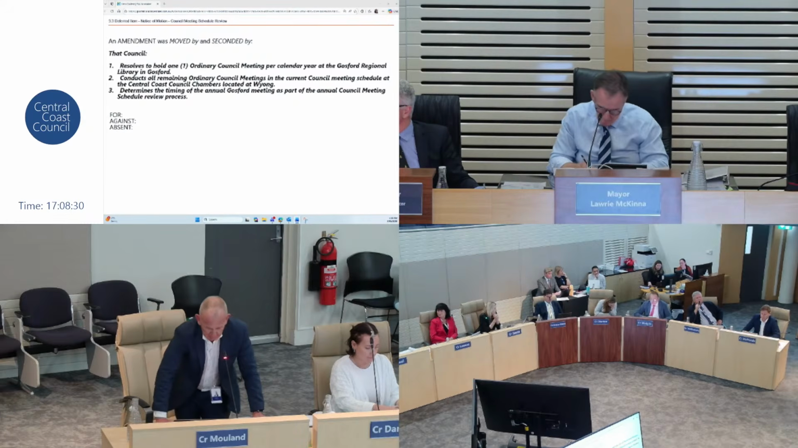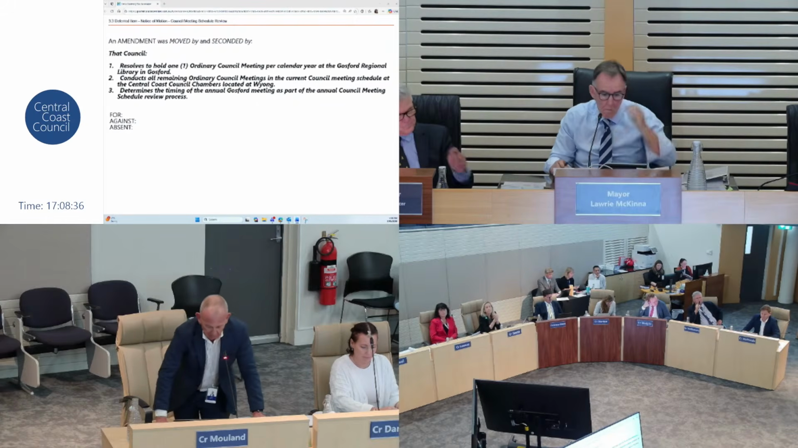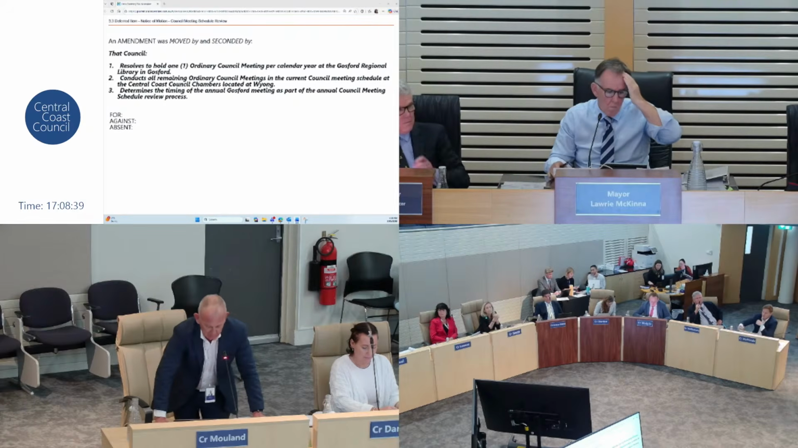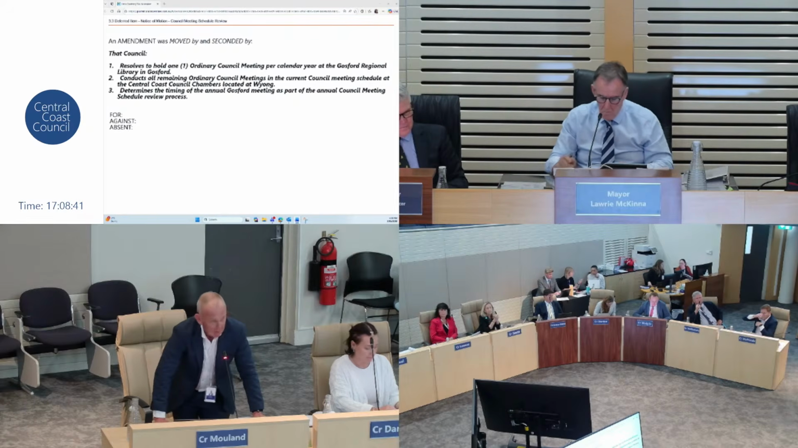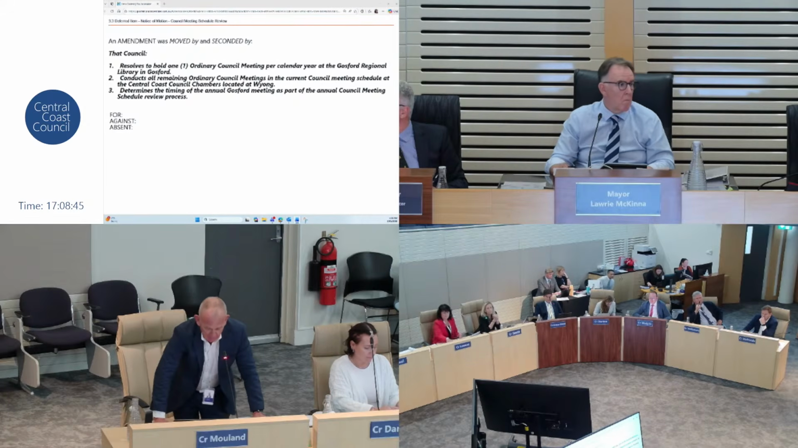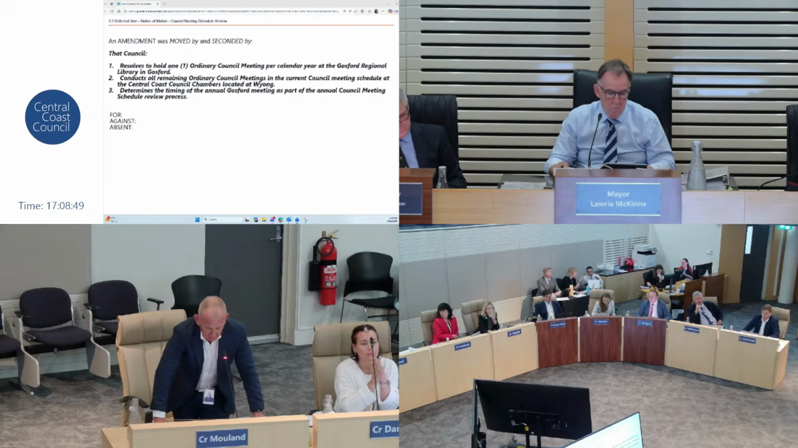Councillors, our first meeting in Gosford in March highlighted a number of real challenges. Firstly, cost. Each meeting held in Gosford costs approximately $17,000. Under the current model, that's around $85,000 per year. At a time where we're facing increasing financial pressure, that is a significant cost, particularly when that does not directly improve service delivery.